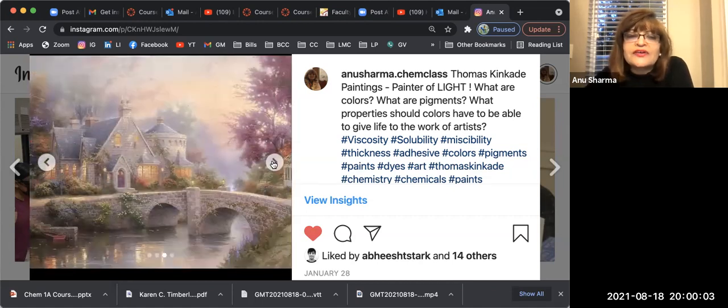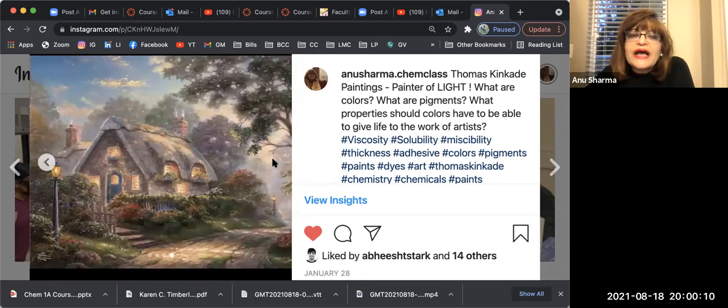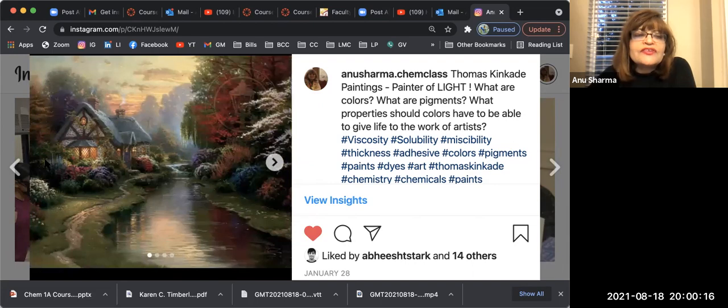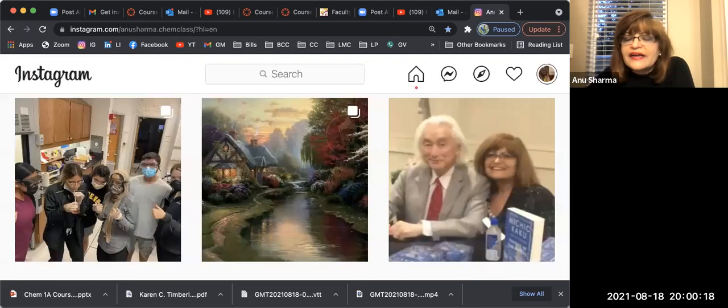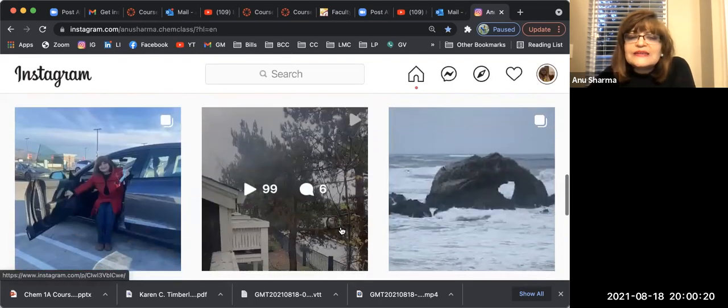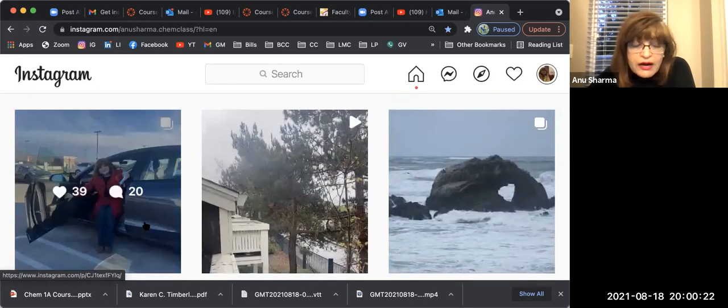I love his paintings. Look at that. So pretty. All these colors are coming through chemistry. I mean, had it not been for chemistry, you wouldn't be admiring these paintings. So that's one piece. He was an artist, but look at that. All right.